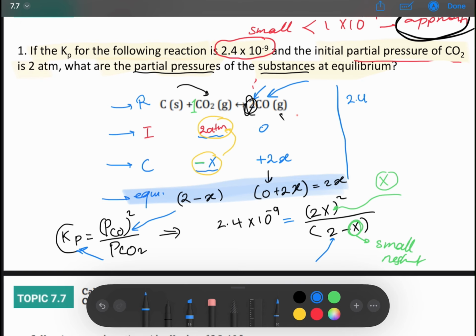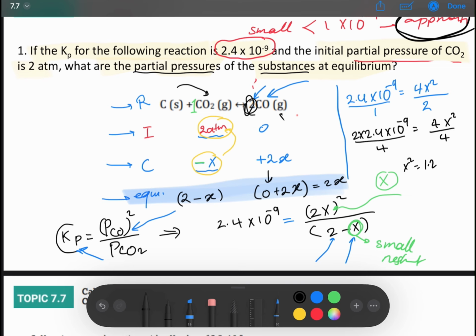2.4 times 10 to the power negative 9 equals 2x squared, which is 4x squared, over, since we neglect the value of x, 2. Now if you do some math, you can cross multiply: 2 times 2.4 times 10 to the power negative 9 is equal to 4x squared. You divide by 4 and get 1.2 times 10 to the power negative 9, and if you take the square root of both sides, then x is going to be 3.5 times 10 to the power negative 5.